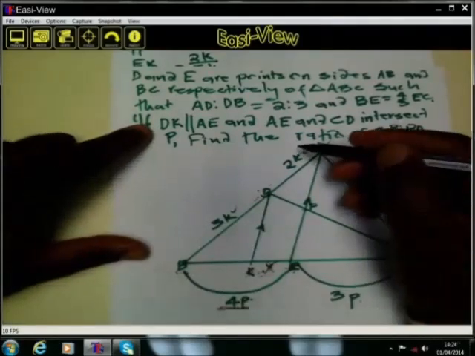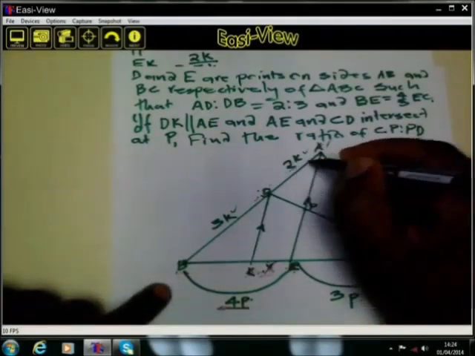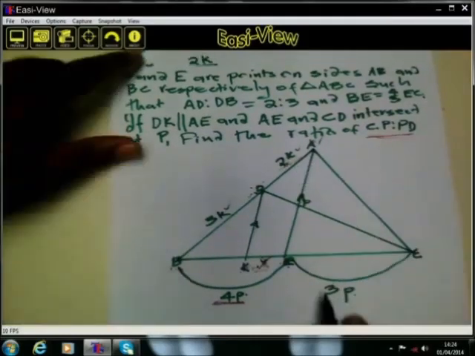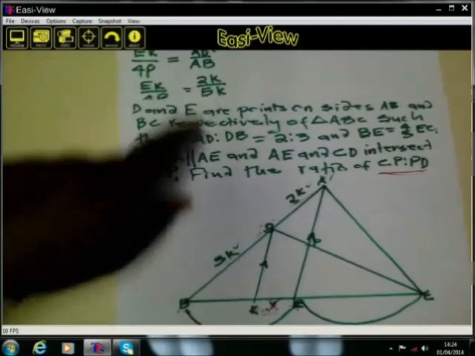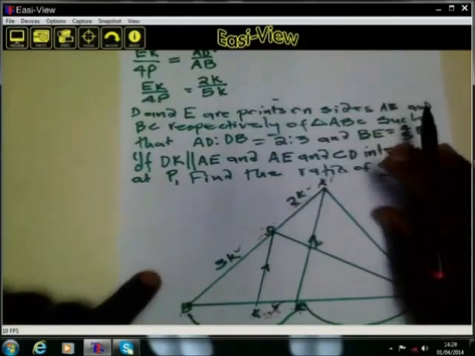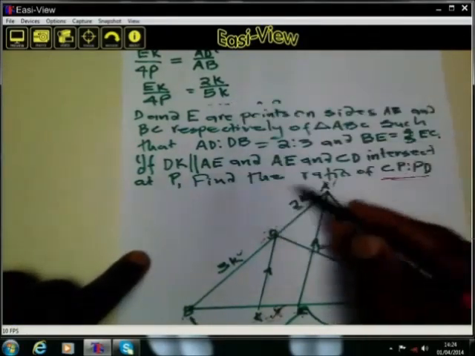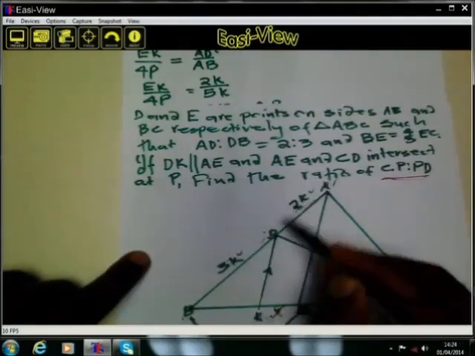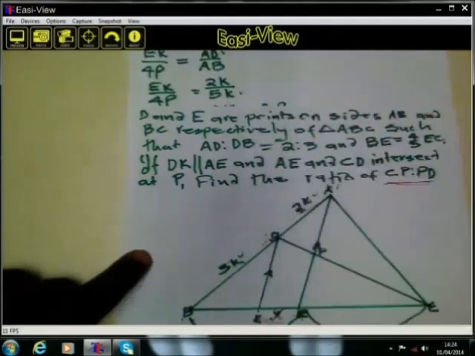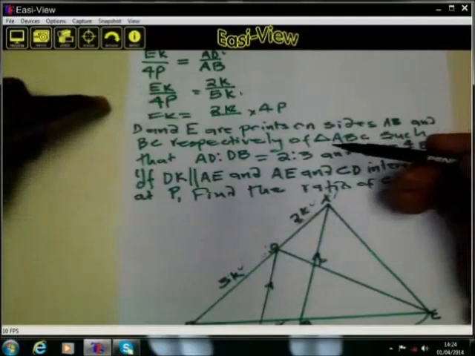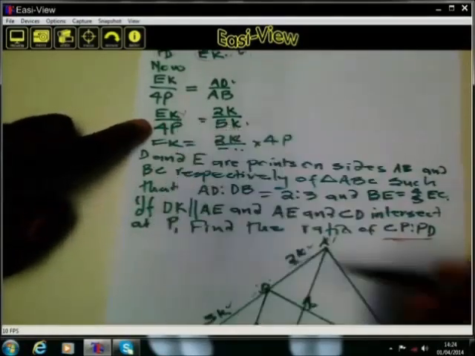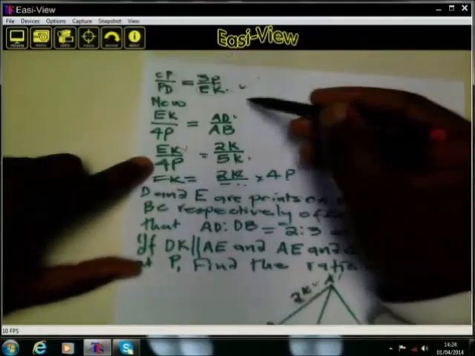But we fortunately know the value of AD. AD is 2K. That's why we are going to represent this in terms of 2K over AB. AB will be 5K. Remember, it's just an addition of 2 plus 3, which must give you 5K. Now, at least, we are able to move, because this will enable us to determine the EK that we could not solve with the first. Here we could not get it.